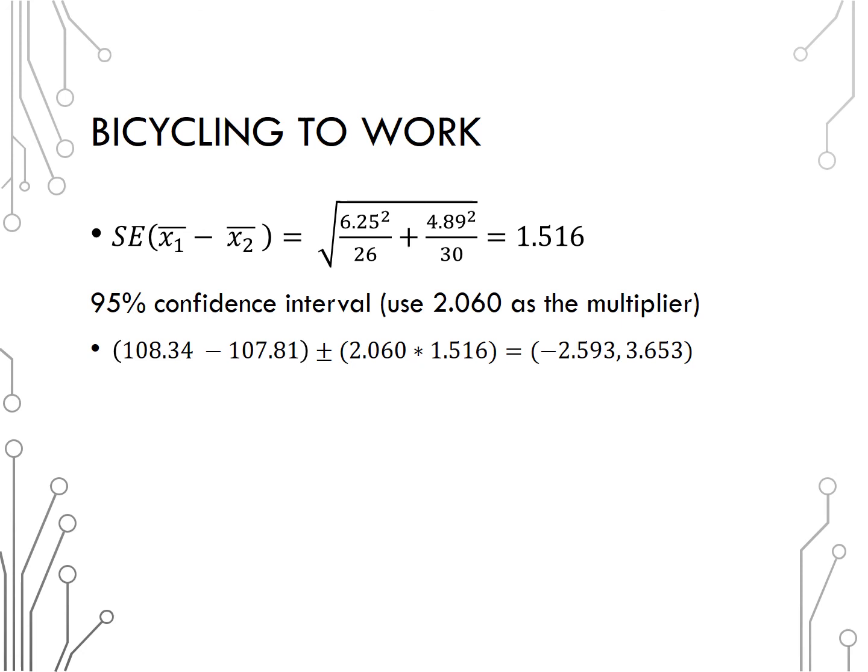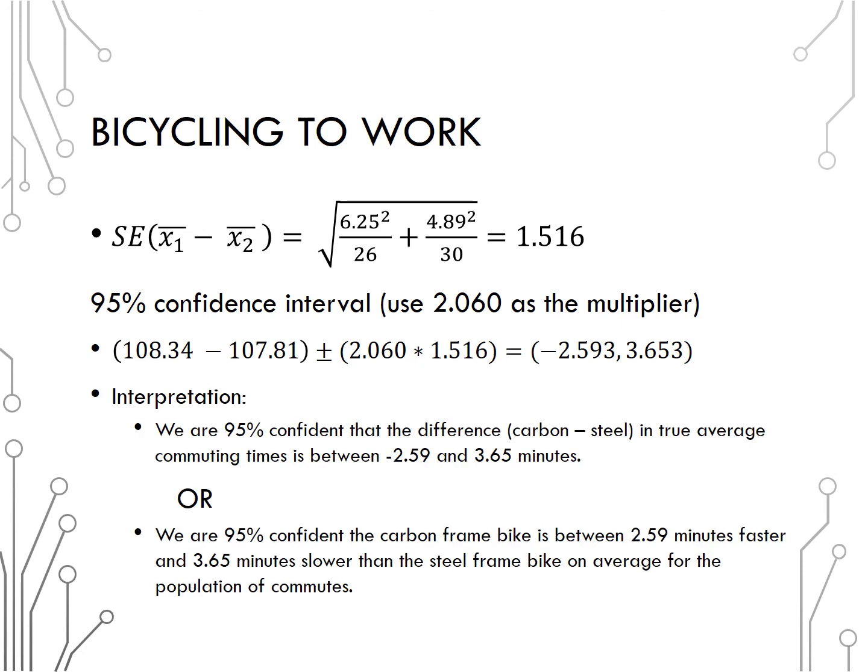How would you interpret that? Again, make sure you include order of subtraction. So I could either say, we are 95% confident that the difference, carbon minus steel, in true average commute times is between negative 2.59 and 3.65 minutes. Or I could tell which group is higher. We are 95% confident that the carbon frame bike is between 2.59 minutes faster, because the sign is negative, to 3.65 minutes slower, positive, than the steel frame bike on average for the population of commutes.